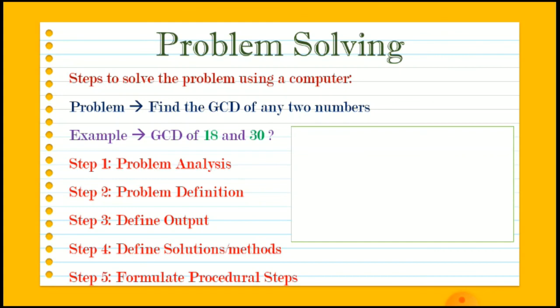So here the first step is problem analyzing. The second step is problem definition. The third step is define output. The fourth step is define solutions or methods. And the last step is formulate procedural steps. So for the final step, that is formulate procedural steps, there is one concept called algorithm. To create these procedural steps, an algorithm is used.